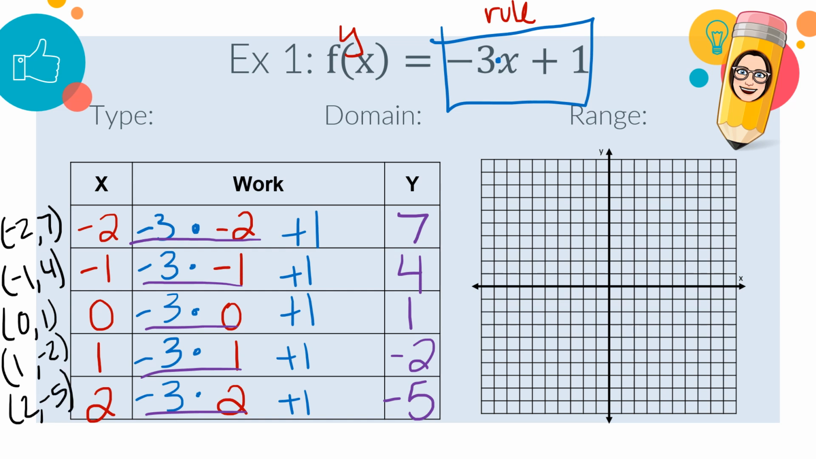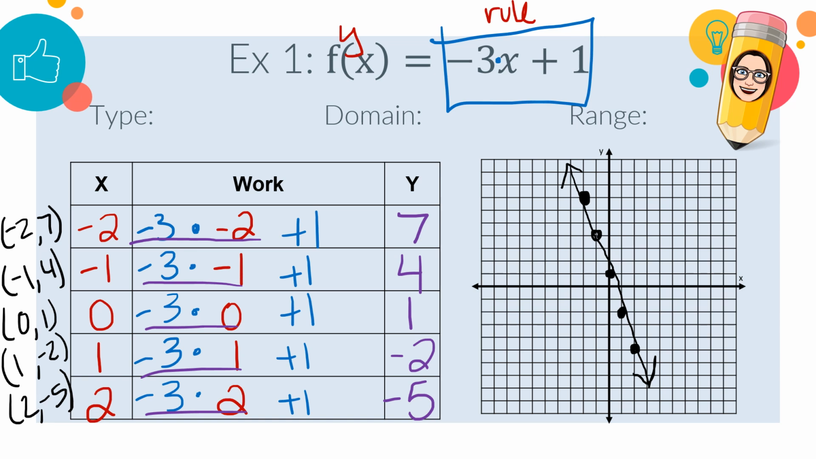So let's graph them. Negative 2, comma 7, negative 1, comma 4, 0, comma 1, 1, comma negative 2, and 2, comma negative 5. Now in this case, see how perfect that is? We created a perfect line.